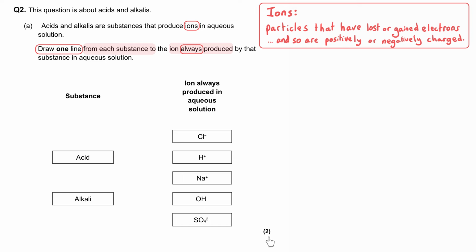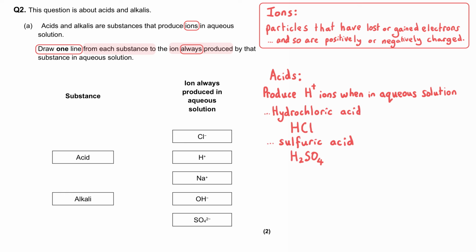And we've got 2 marks for this question, which will be 1 mark for each line. Acids are characterised as being substances which will ionize, which means they will dissociate and fall apart in aqueous solution and produce hydrogen ions. You can see from these 2 examples where we've got hydrochloric acid, which has got the formula HCl, and sulfuric acid, which is the formula H2SO4. Both of these are strong acids and they will dissociate into hydrogen ions and a second type of ion. And so we need to connect the acid substance to the hydrogen ion on the right-hand side.